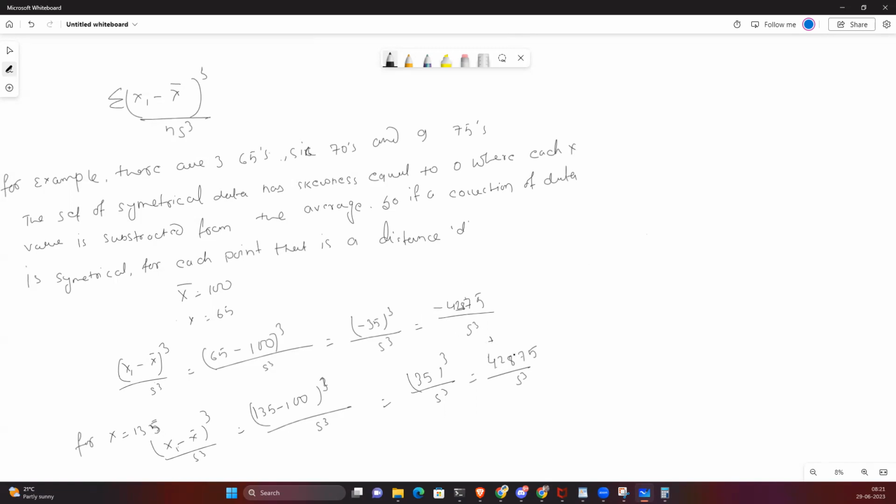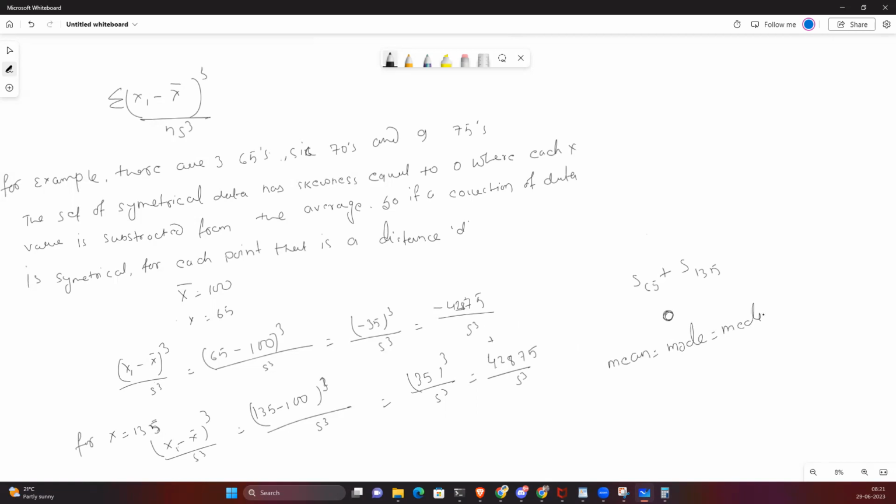If I sum up the symmetric of 65 plus the symmetric of 135, how much are we getting? We are getting exactly zero, right? Zero skew indicates the data is completely symmetric. Yes or no? So this means that if you get a result like this, your mean is equal to mode is equal to median.